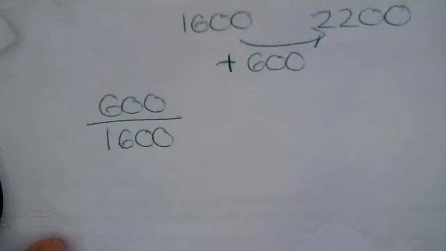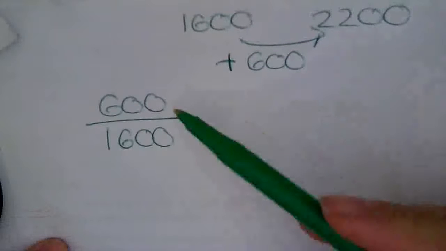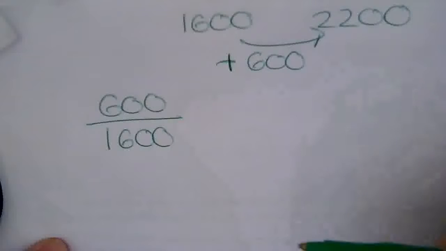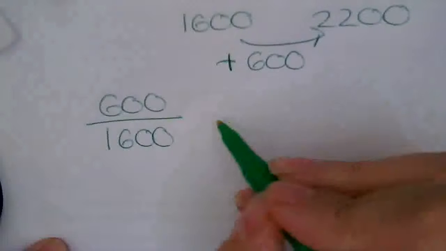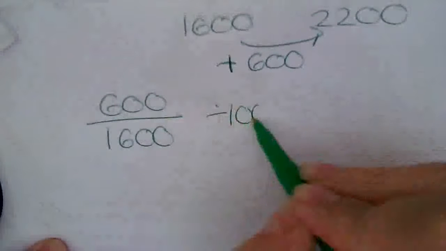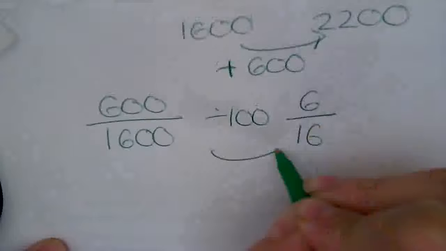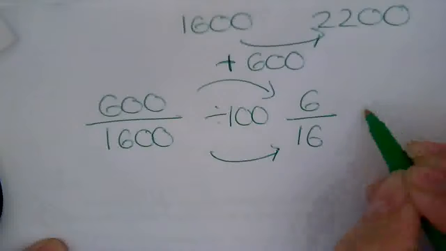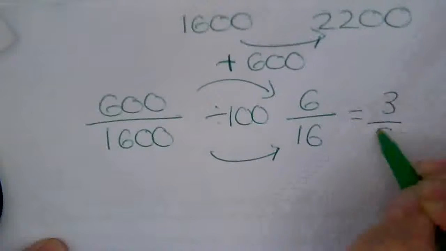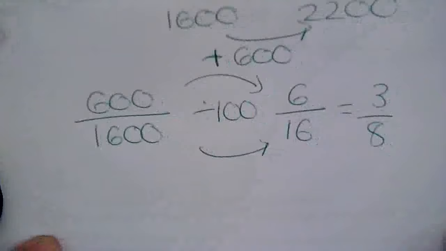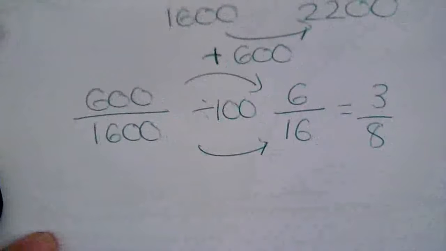It's going to be similar techniques now, so we need to change this to see how much it's increased. So again, divide by 100, that's going to get us 6 out of 16, if we do the same to both top and bottom, and then half that is going to get us 3 eighths. So we can still see that it's increased by 3 eighths, and then do the same method to change that into a percentage.